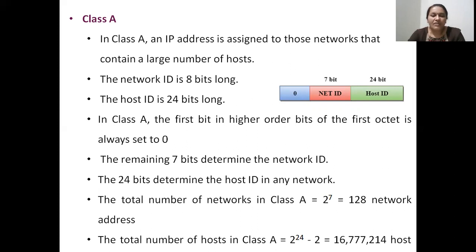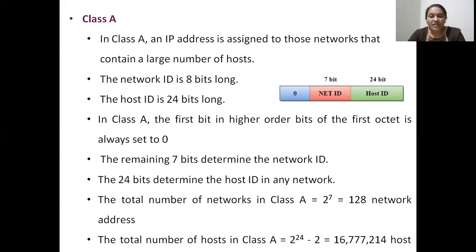Hence, the total number of networks which can be supported in class A is 2 power 7, which is equal to 128 network addresses. Class A can generate 128 unique network addresses. Hence, it can support 128 networks.